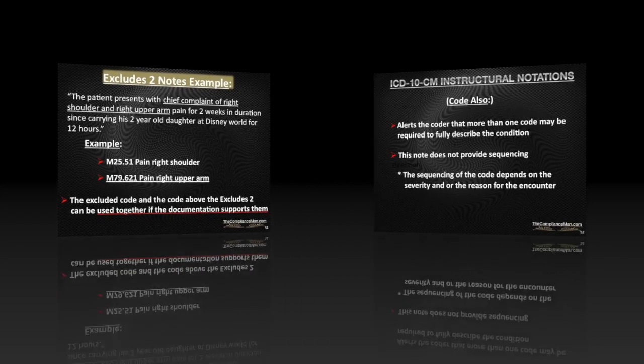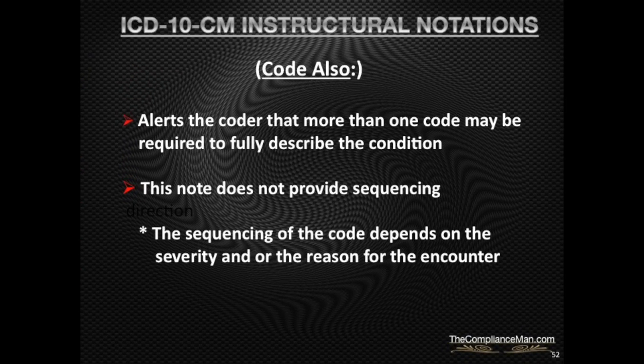Moving on to the code also, what this convention or instruction is telling you in the tabular list is that more than one code may be required to fully describe the condition. In this case, the note does not provide sequencing. The sequencing of the code depends on the severity or the reason for the encounter. And we'll go over this when we discuss hierarchy of codes in just a second.